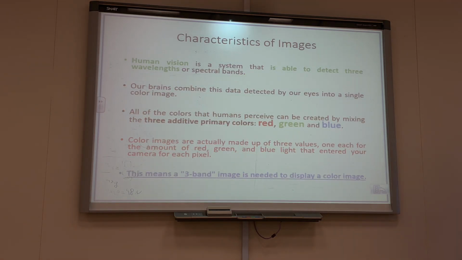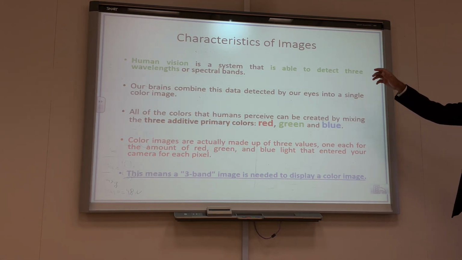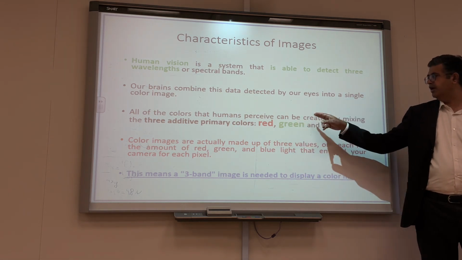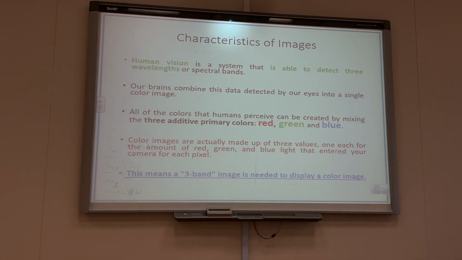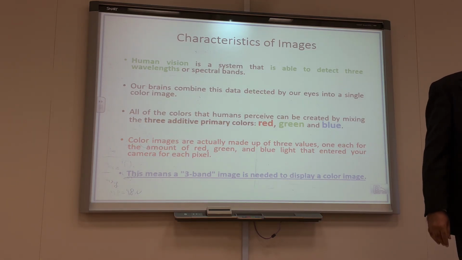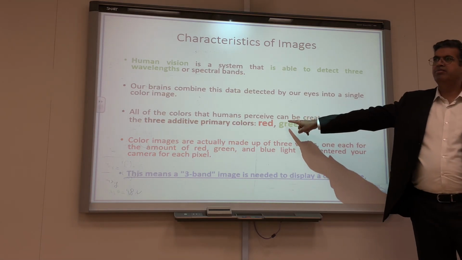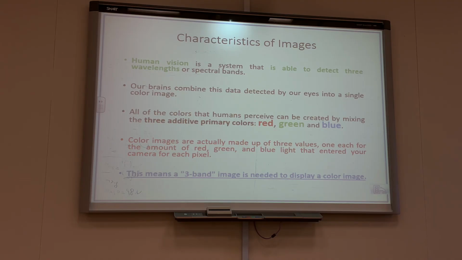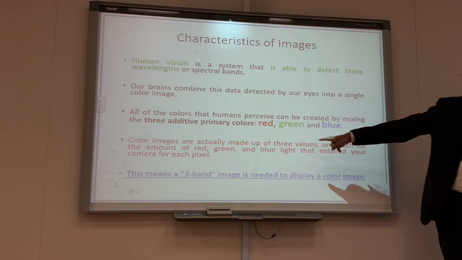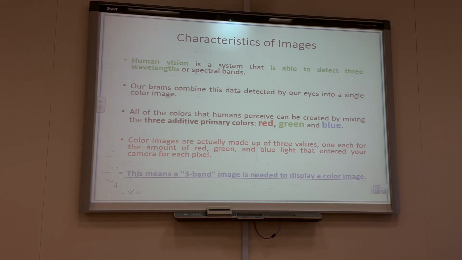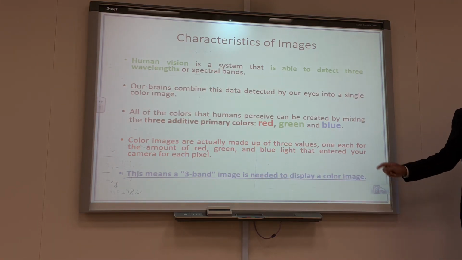So, we saw this one already. Human vision is a system that is able to detect 3 wavelengths or spectral bands. Our brain combines this data detected by our eyes into a single color image. All of the colors that humans perceive can be created by 3 additive primary colors: red, green and blue. All the colors which we can see, orange, violet, pink, green, all the different colors, can be created by mixing these 3 primary colors. Therefore, color images are actually made of 3 values, one each for the amount of red, green and blue light that enter your camera for each pixel. So by combining these 3 colors, we can create all the different colors. So that means we need a 3-band image to display a color image.